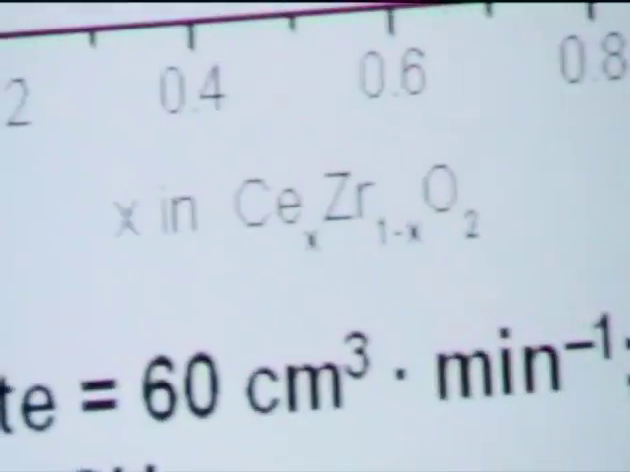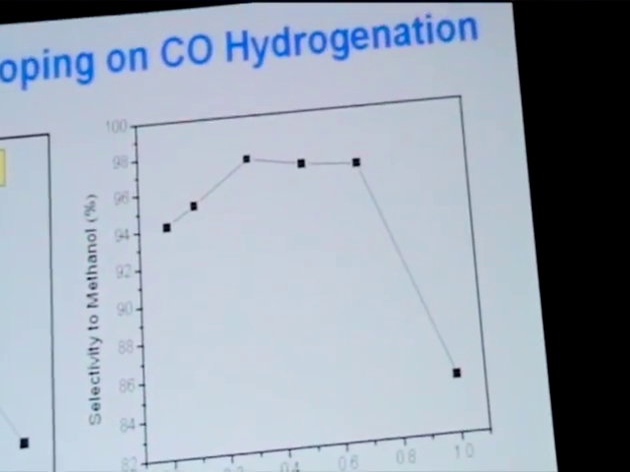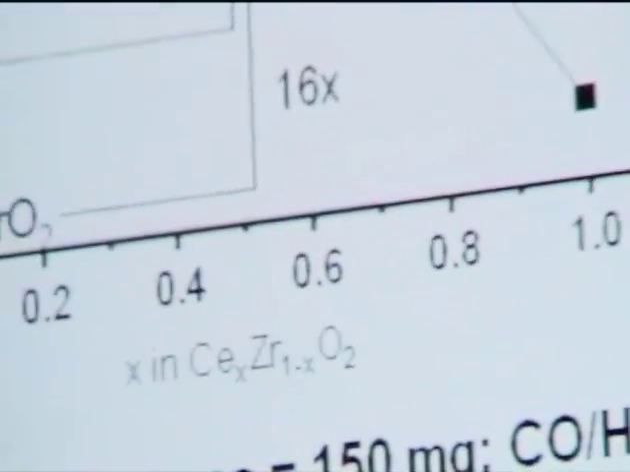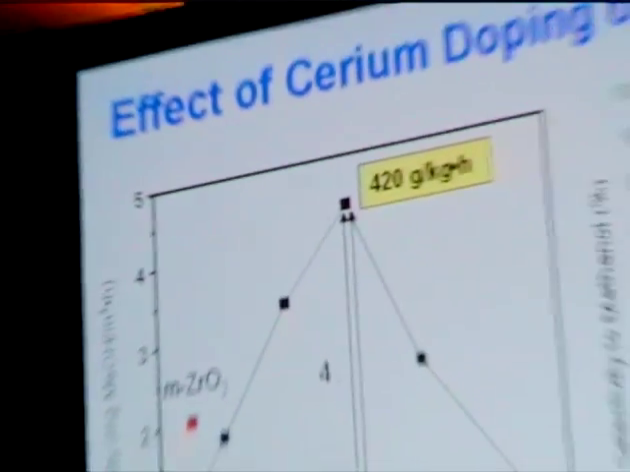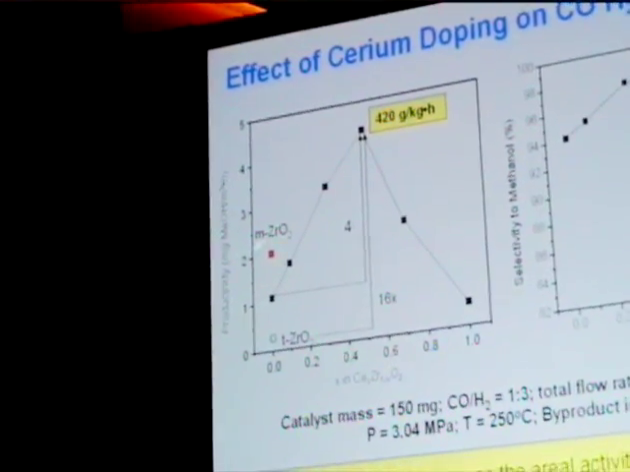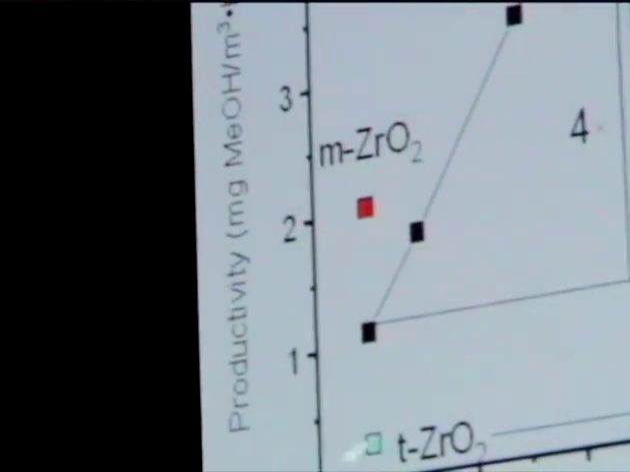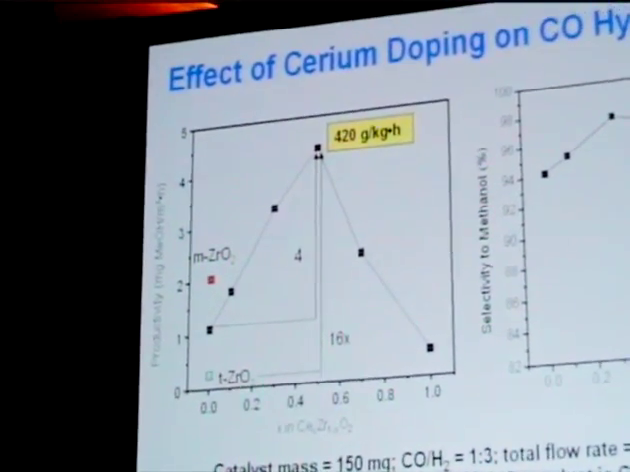So on the abscissa in both cases here is the fraction of substitution of ceria for zirconia. Here none, and here 100%. And you see you can dial in the activity of the catalyst going from about 1 in the unit shown on the left here to 4, so you get a factor of 4 increase. If you want to compare this to pure tetragonal, it's here. Remember, this is a kind of a hybrid, and pure monoclinic is here. So you do even better than the pure monoclinic. And if you take your worst catalyst relative to your best, you've gone uphill by a factor of 16.